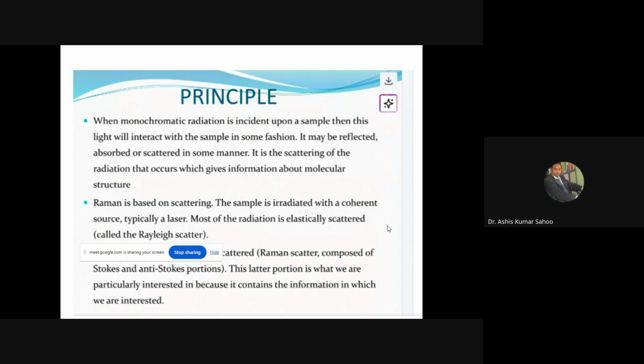The sample is irradiated with a coherent source, typically a laser. Most of the radiation is elastically scattered. That scattered light is known as Rayleigh scattering. A small portion is inelastically scattered. That is called Raman scatter, composed of Stokes and anti-Stokes portions. This latter portion is what we are particularly interested in because it contains the information in which we are interested.